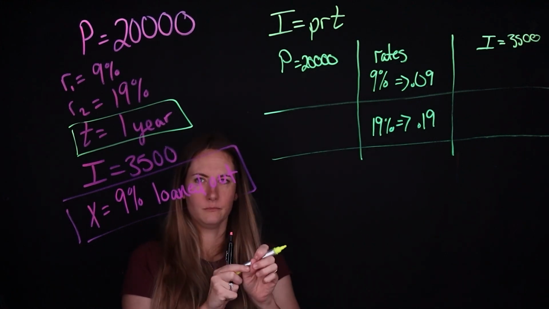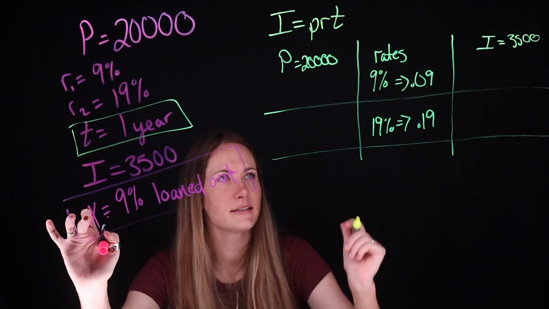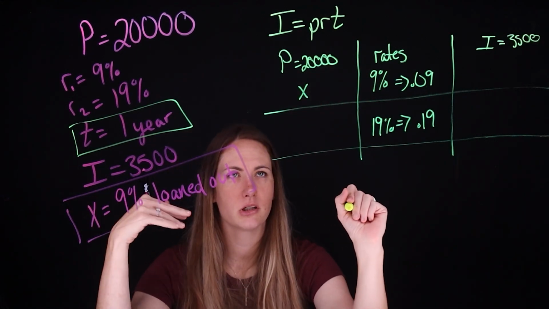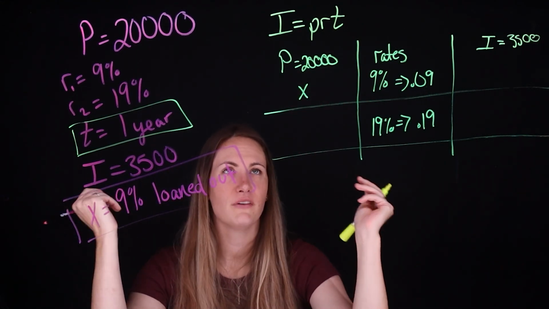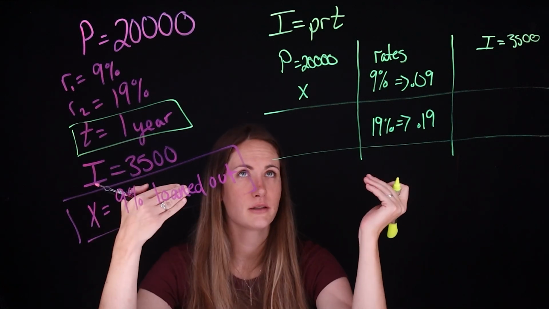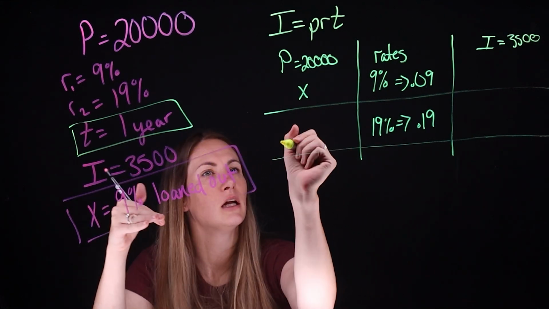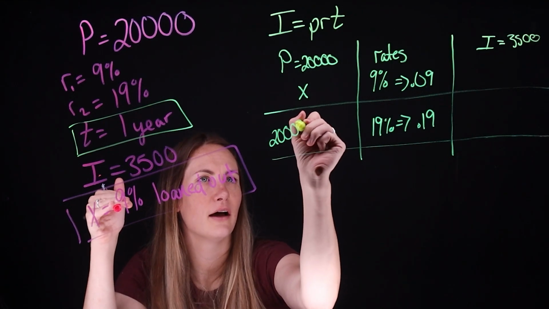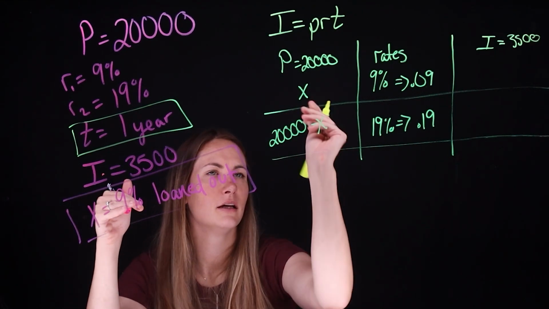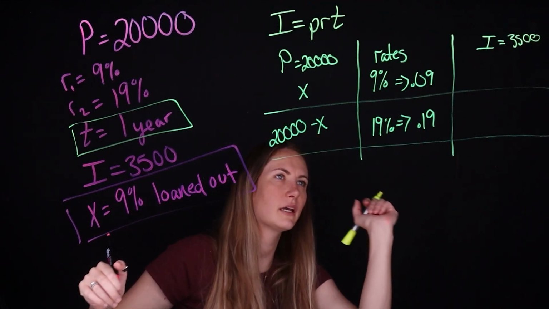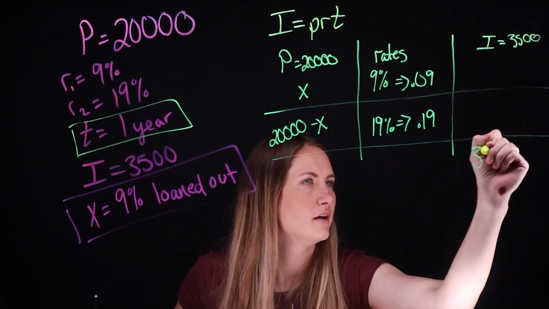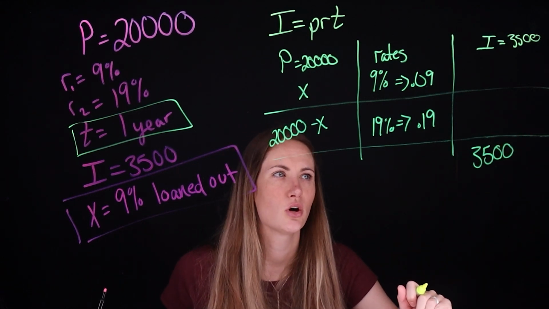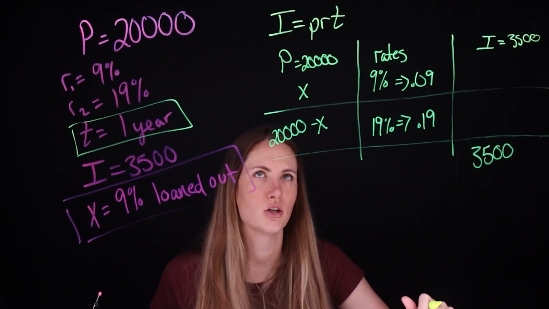Okay. Since we want to know X, I'm going to put my X with my 9%, because if not, I have to remember to do the subtract later. We're investing all of this. The bank loaned out all of this money, so we're not investing. The bank did. So whatever is not invested there, 20,000, subtract X. They loaned out at 19%. They got a whopping $3,500 in interest this last year. So we're going to figure out how much X is.